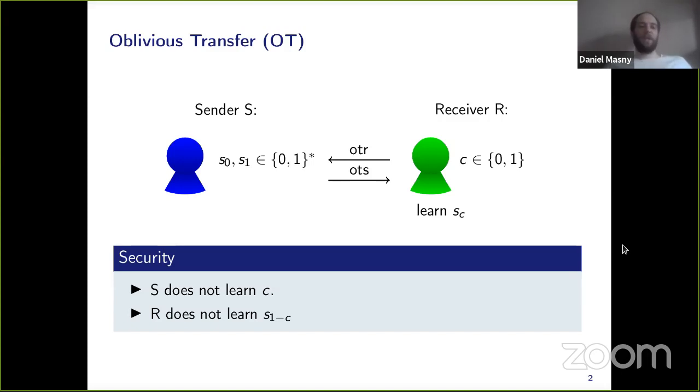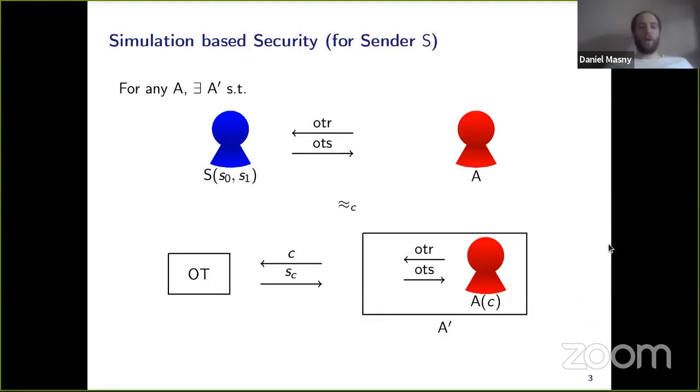For oblivious transfer, there are various different security notions. A very common and very powerful one is simulation-based security. In simulation-based security, we want that for any adversary A that interacts with a sender, there also exists an adversary A prime that interacts with an ideal primitive. This security notion is very powerful, but at the same time very challenging to construct a scheme that satisfies it, because it requires the adversary A prime to extract the input from the adversary A.